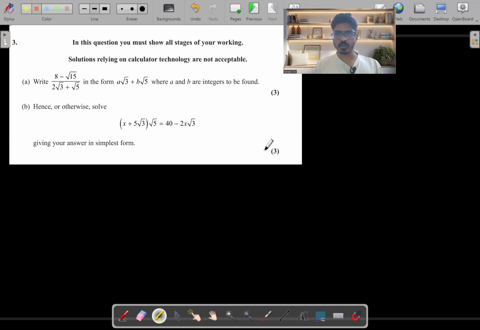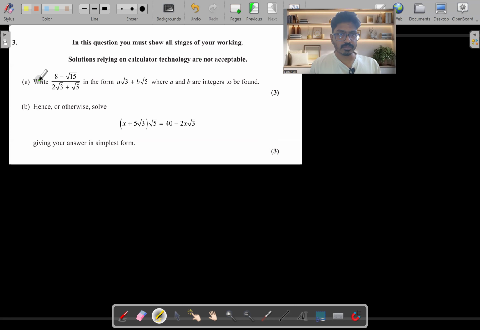Hello everyone. So in this lesson, we are going to learn question 3 of May/October 2023 P1. Here we can first read and understand the question. In this question, you must show all stages of your working. A solution relying on calculator technology is not acceptable. So you're not supposed to use the calculator, but still for verification, we can use a calculator.